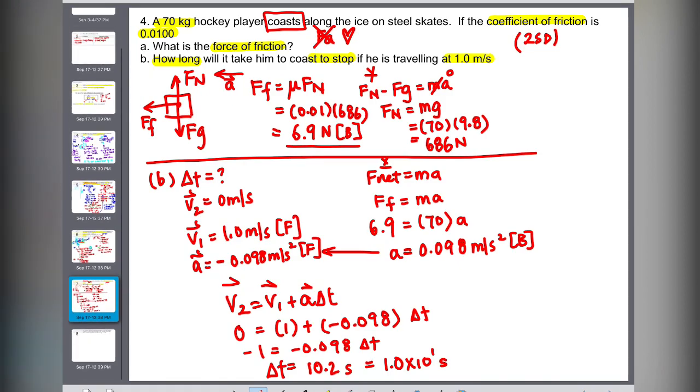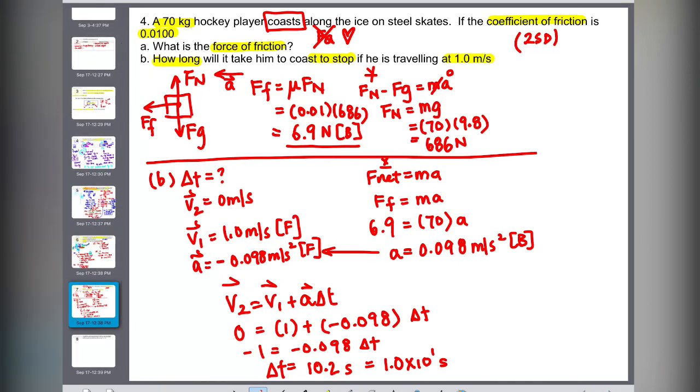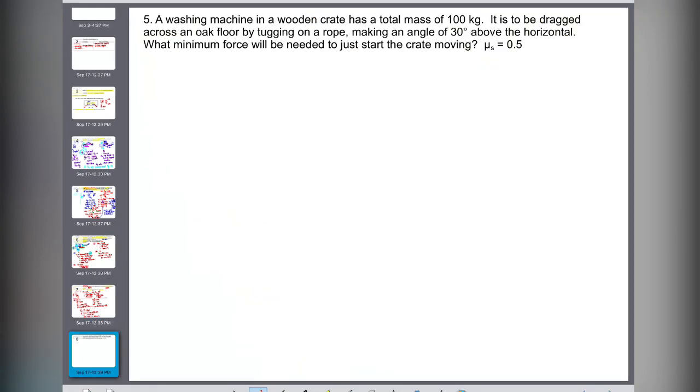So this is tying kinematics with dynamics. Another big thing is when they're saying coasting or it's sliding across the ice, when there's no applied force, don't put a forward force on it.